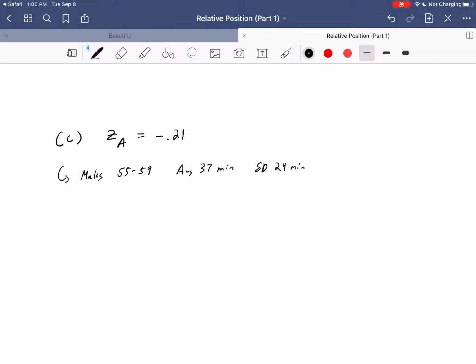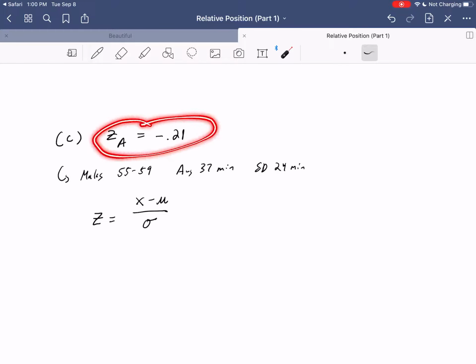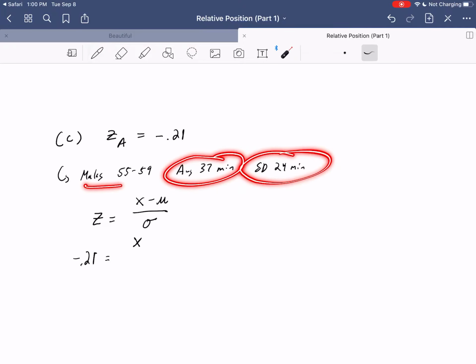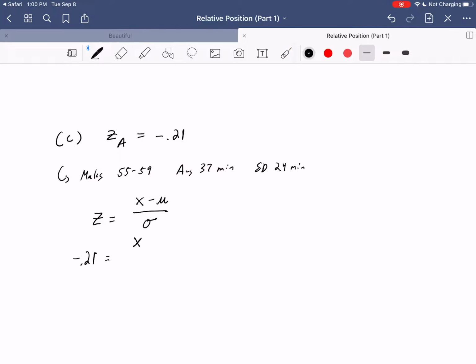Well, we can set up our z-score formula. And if we think about it, we're going to assume that he continues to perform at the same z-score, so we can plug that in, negative 0.21. We're trying to figure out what his actual time would be, but notice we'll use the average and standard deviation for the future bracket that he'll be in. So minus 37 and divide by 24.